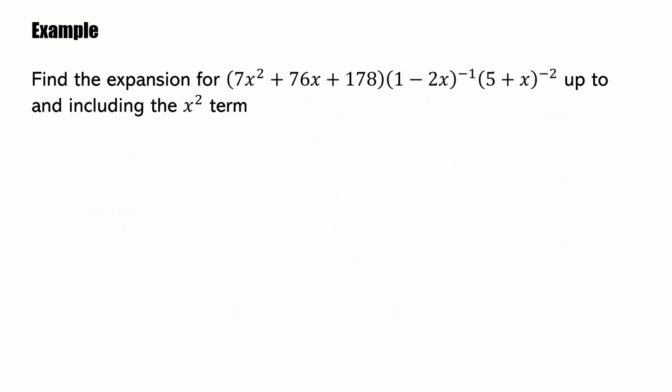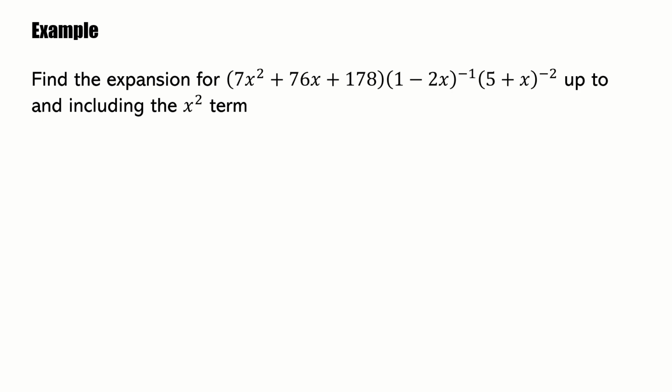We've got some brackets and then a couple of other brackets with powers, and we need to find the expansion for this up to and including the x squared term. Now the interesting thing is, if you look at this, you might think that it looks quite similar to some of the problems in my previous binomial expansion videos, and you would be right, because we did deal with situations where we had some brackets being multiplied by some other expansions.